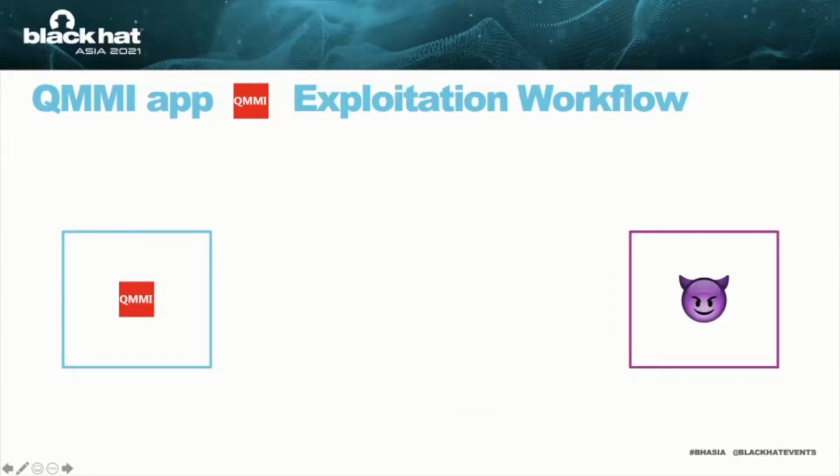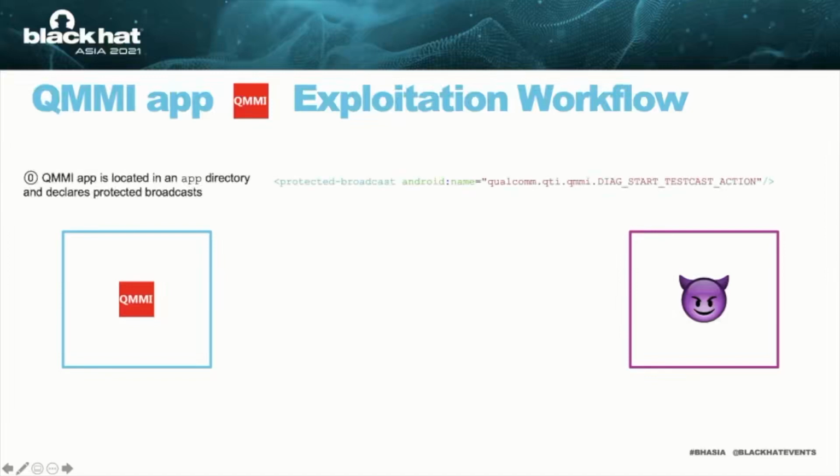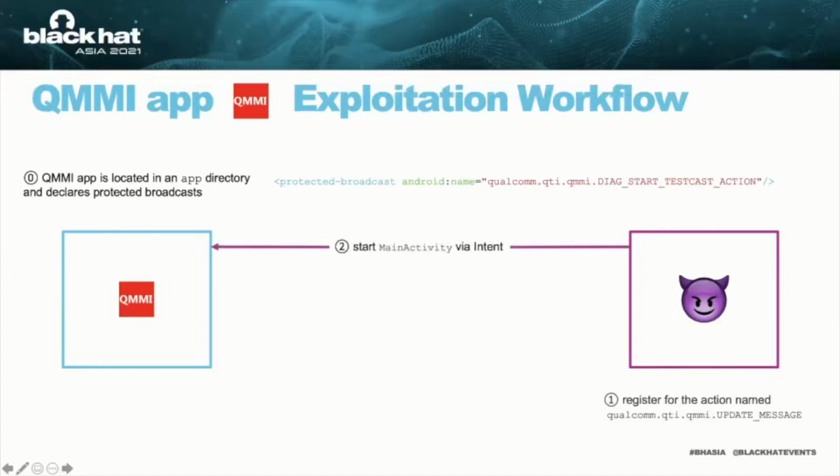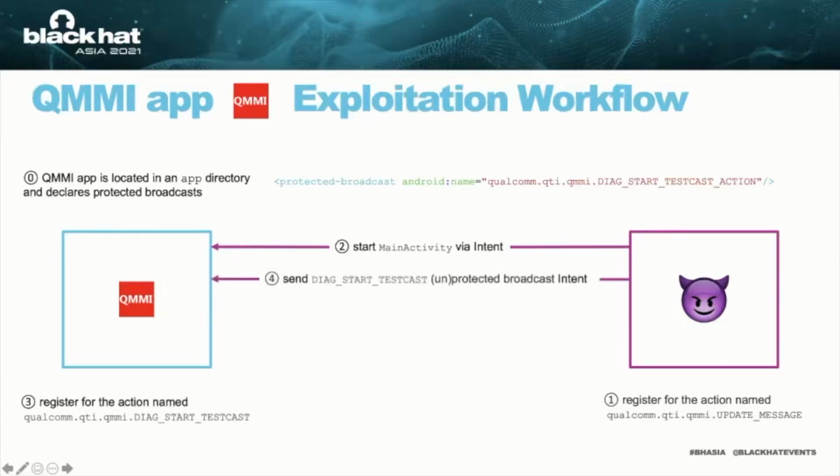So here's just a quick walkthrough for the vulnerability. We have the malicious app on the right and the QMMI app on the left. The QMMI app is in an app directory on an Android 9 or 10 device. It declares a protected broadcast. The malicious app registers for the update message broadcast intent. It starts the main activity of the QMMI app. The QMMI app, according to its logic, registers for the broadcast action it declared as protected. The malicious app can send this since it's not actually protected at runtime.